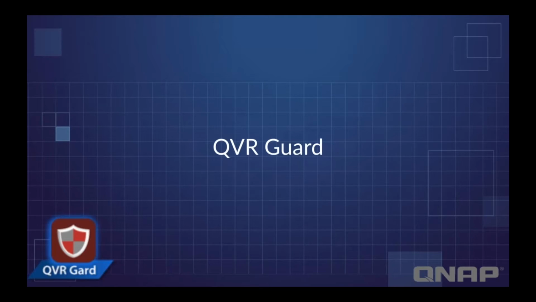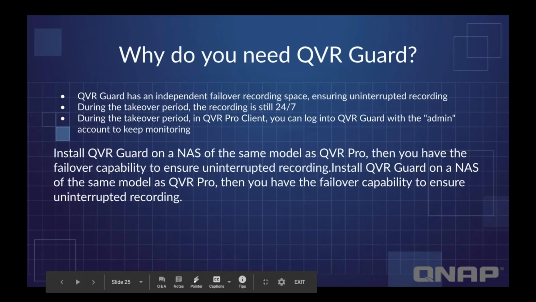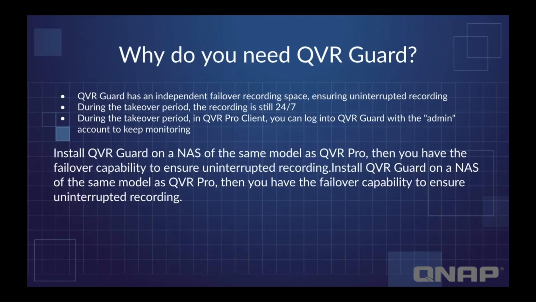The next topic we'll be getting into is QVR Guard. So what is QVR Guard? Why do you need it? Basically, QVR Guard is a failover system for your QVR Pro server, so that if for some reason a QNAP were to go down, you would still be able to maintain your footage. And QVR Guard has an independent failover recording space, ensuring uninterrupted recording. And during the takeover period, the recording is still 24/7. And during the takeover period in the QVR Pro client, you can log into QVR Guard with the admin account to keep monitoring.